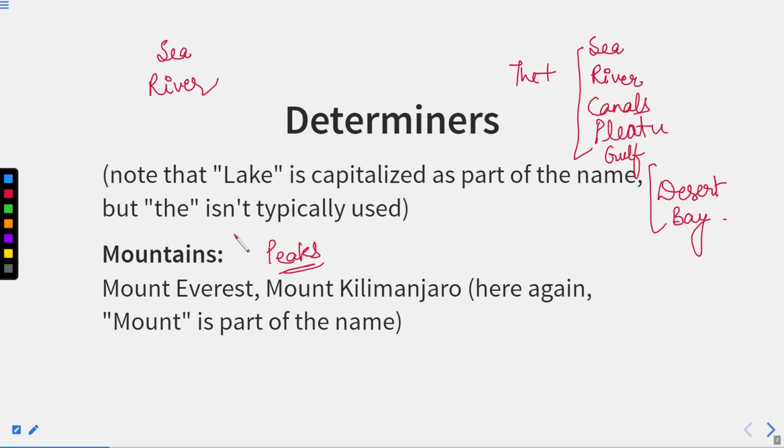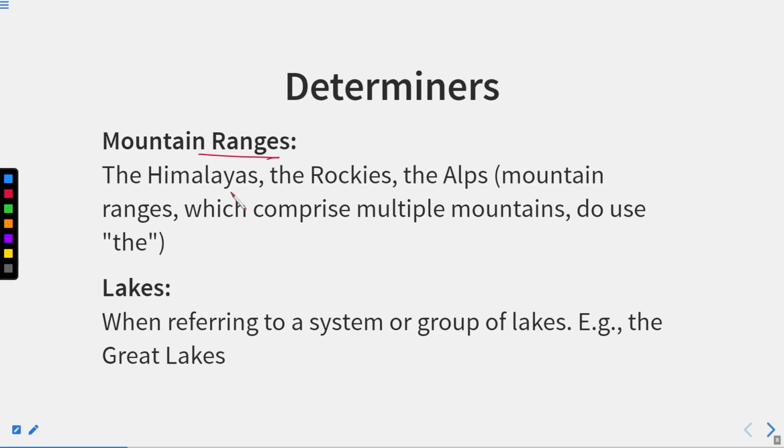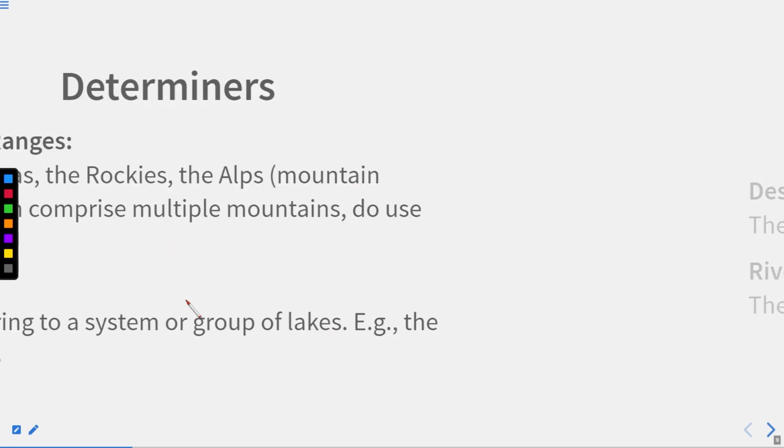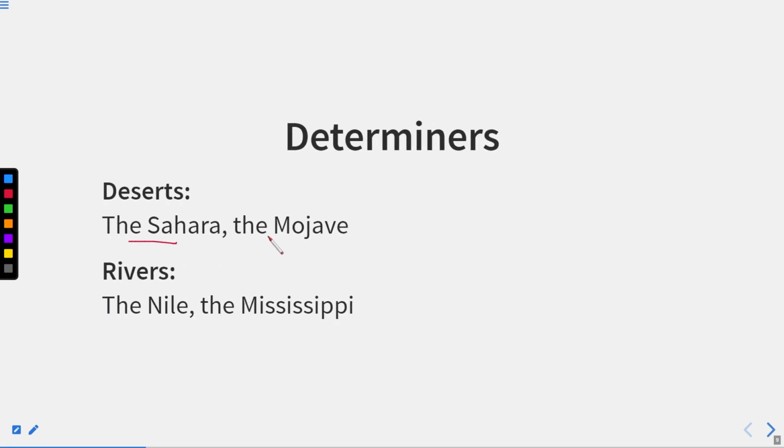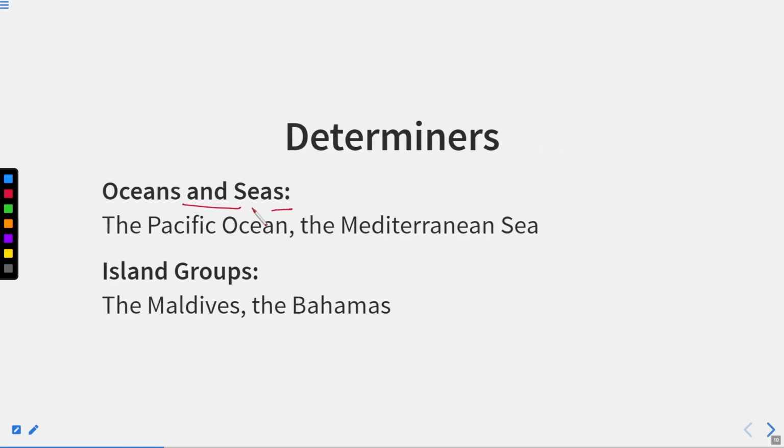That is incorrect. But if I talk about mountain ranges, the Himalayas, the Rockies, the Alps, mountain ranges which comprise multiple mountains, we use the. For example, the Himalayas, the Rockies, the Alps, and in the case of lakes, I have already told you. For deserts, the Sahara Desert, the Mojave, rivers, the Nile, the Mississippi, the Ganga. So with the names of rivers, we can use the. Now let us move further. With oceans and seas, we can use the. For example, the Pacific Ocean, the Mediterranean Sea, we can use the.